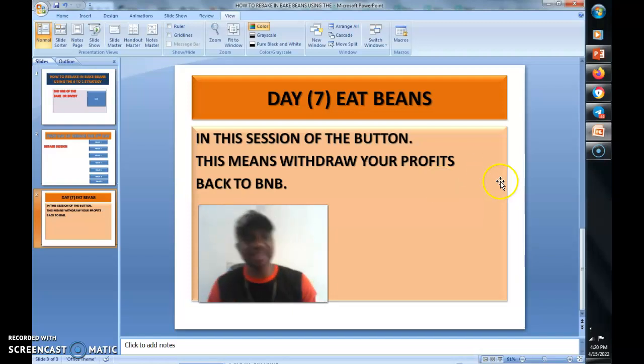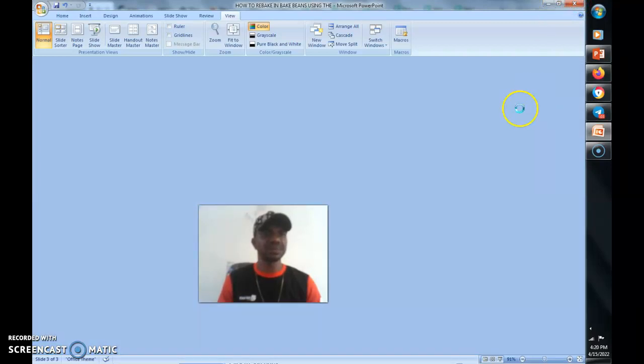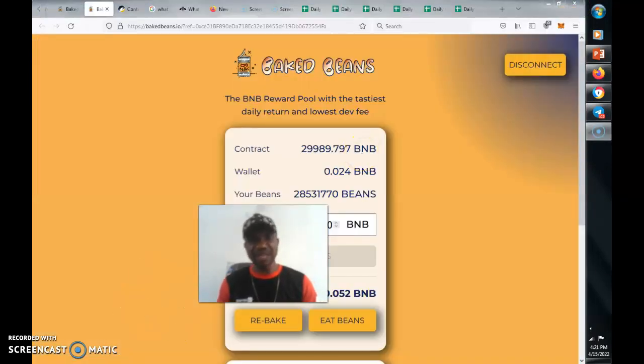So let's look at how we can track our transactions using BSC scan in the smart chain. Can we track some transactions? Yes, we can. Let's see how we can do that.